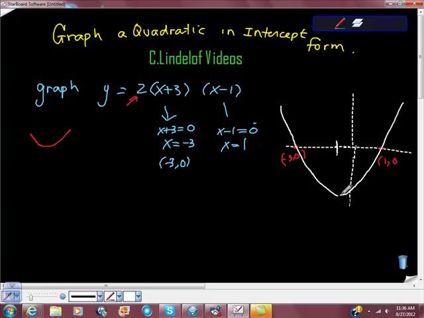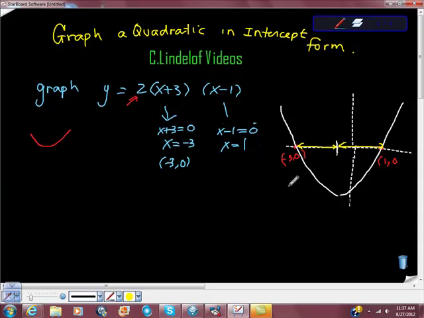That's how I'm going to find it, because this distance right here is exactly the same as this distance right here. How do I know that? Because it's a parabola, and parabolas have symmetry. So we know if we fold this piece over on top of that one, we have a perfect crease here.